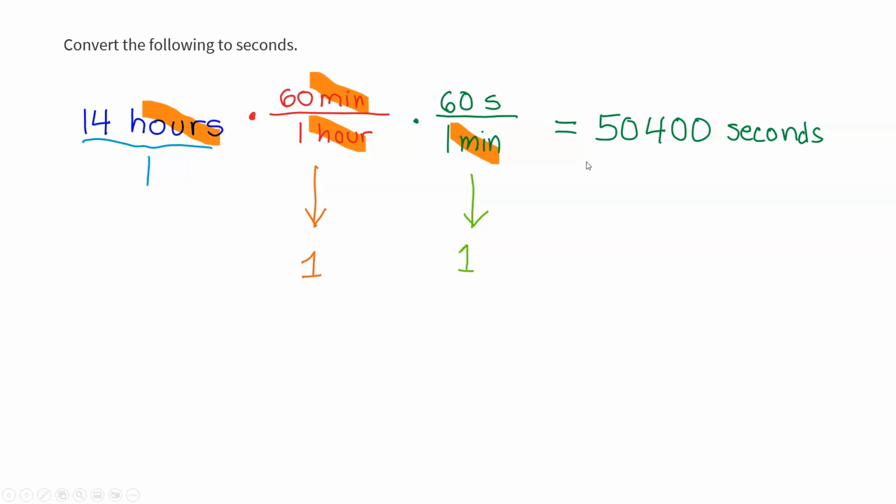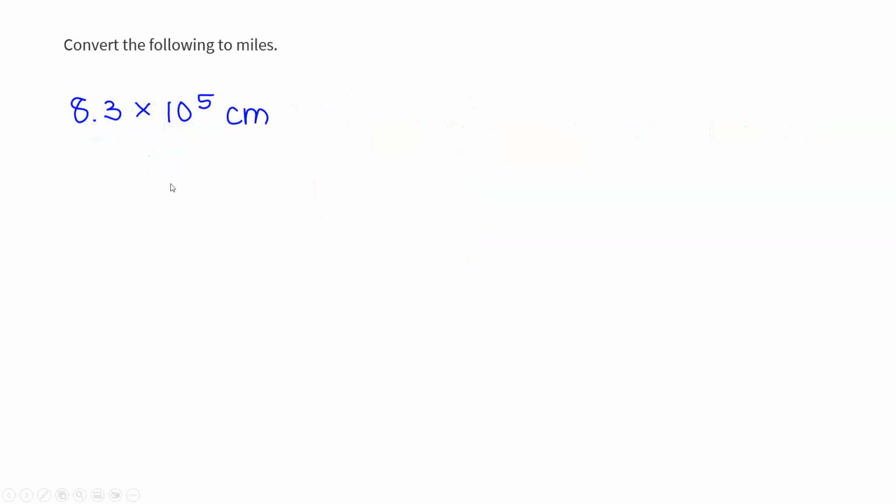So that makes it less confusing as to what gets multiplied, what gets divided. It really depends on how you set up the fractions and what unit you're trying to cancel and what unit you're trying to end up with. This can be done no matter what kind of situation you have. For instance, we want to convert this to miles. 8.3 times 10 to the 5th centimeters. That's a lot of centimeters, but what is that in miles?